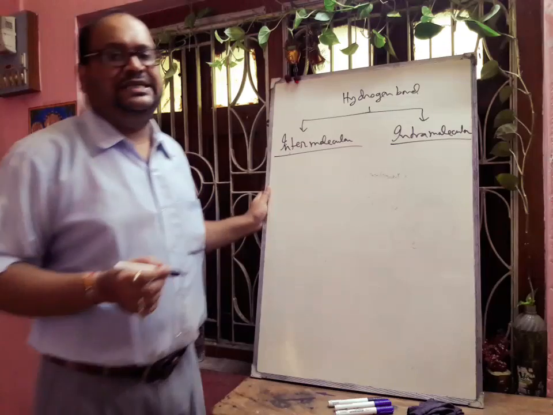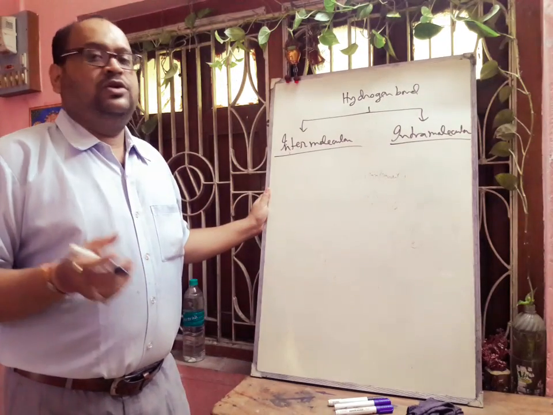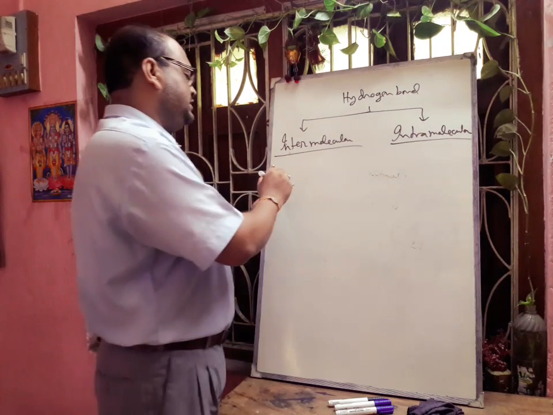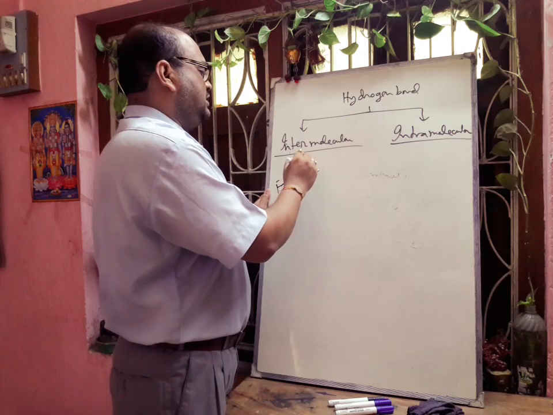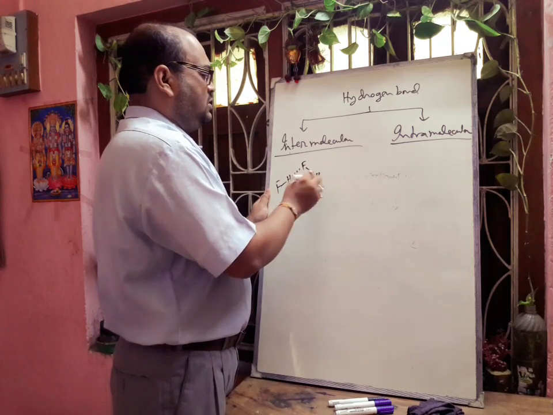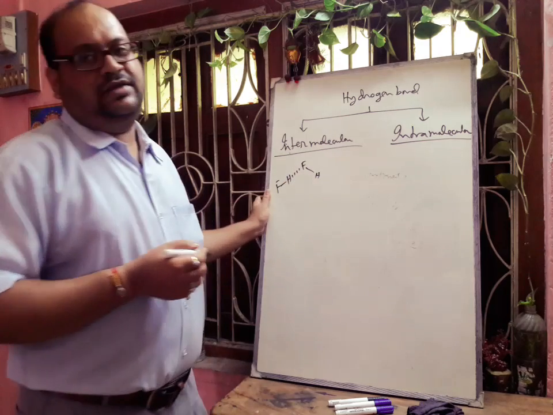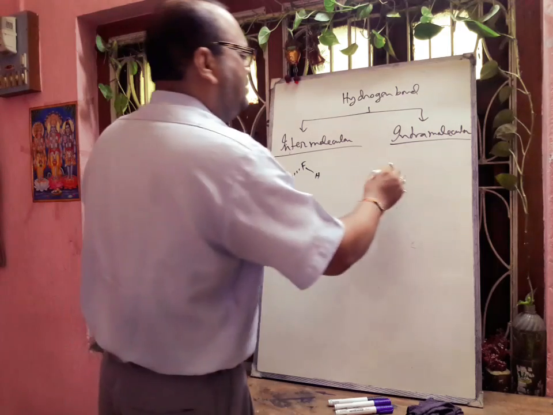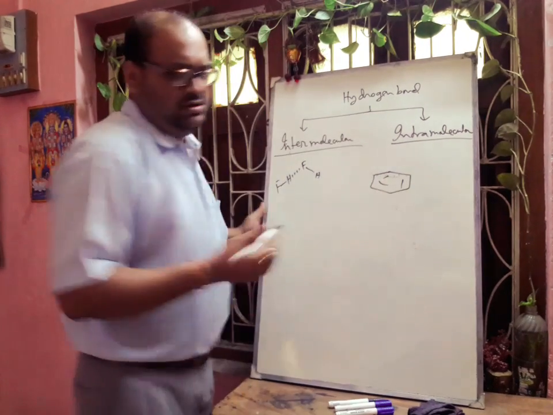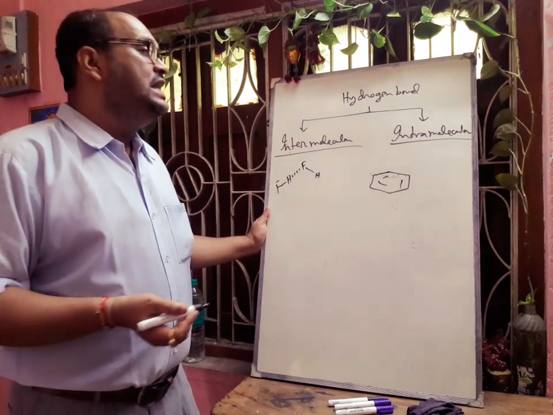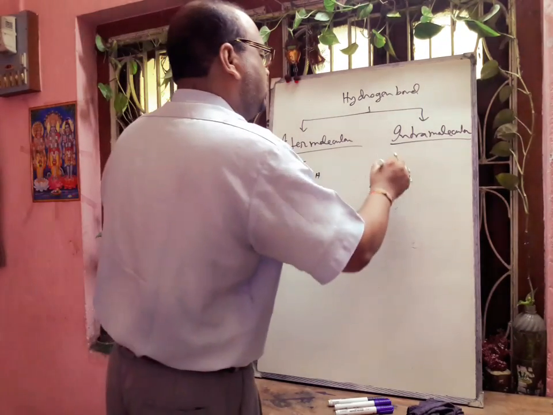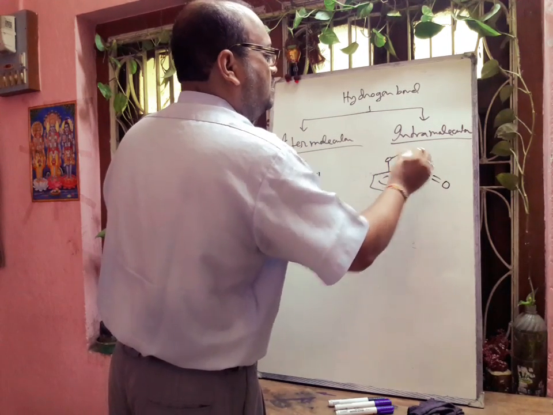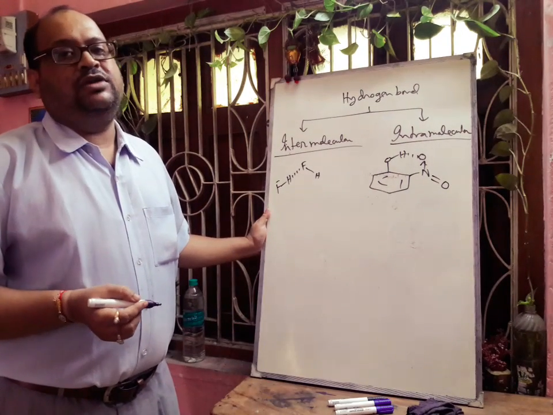When the hydrogen bond is present between two different molecules, it is called an intermolecular hydrogen bond. We can show one example, HF forming hydrogen bonds like this. So this is called intermolecular hydrogen bonding, between two different molecules. But when the hydrogen bond is present within the same molecule, then it is called intramolecular hydrogen bonding. Here we are showing orthonitrophenol. So then it is called intramolecular hydrogen bonding.